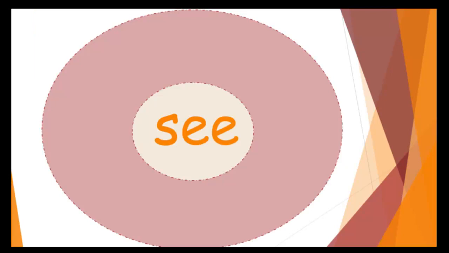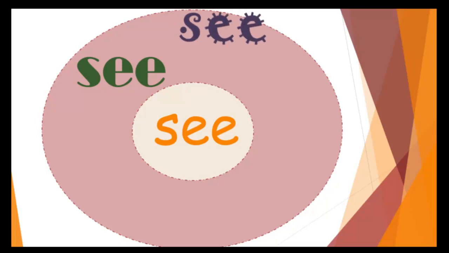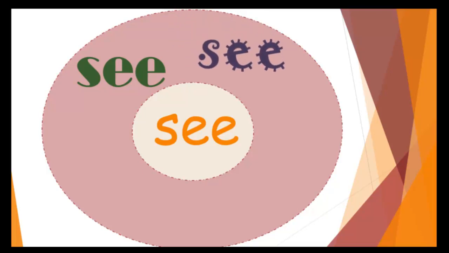You're going to see this word a lot in other reading that you do and in the story that we read today. And no matter how you see it, if it's in a different color or a different type, it's the same word. See, like I see a beautiful yellow flower. There it is again, see. You can see the clouds roll in.